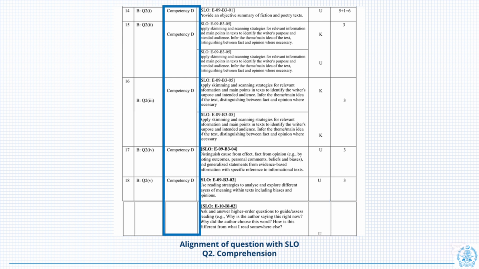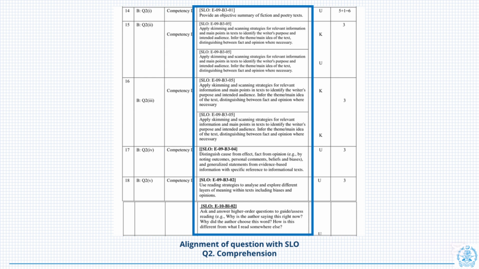The questions are mapped to specific competencies. For instance, the same question is under competency D, which relates to writing and summarizing. The alignment indicates which SLO the question addresses. For example, Section B, Question 2, Part 1 targets SLO E9B31, requiring students to summarize content objectively.